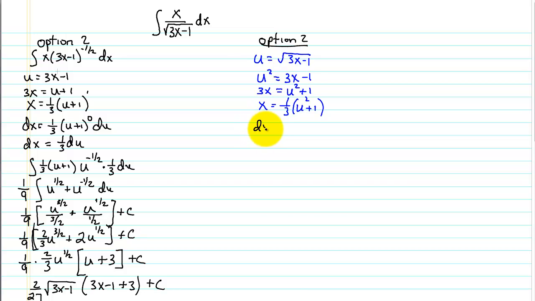Now we need to take the derivative of both sides. So we get 1/3 times u squared plus 1 to the 0 power, so that's 1. Now we have to use the chain rule here and take the derivative of what's inside. So that's going to be 2u du. As I said, this is 1. So when we combine this, our dx value is 2/3 u du. So this part here was a little bit more complicated, but it's going to simplify the steps down here at the bottom.